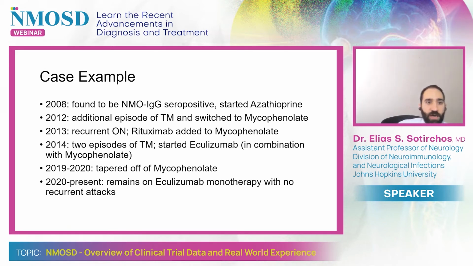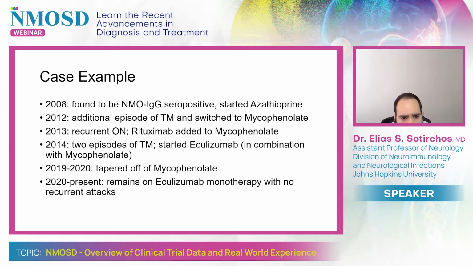azathioprine, which has been used off-label for several years for treatment of NMO, but she developed an additional episode of transverse myelitis, requiring a switch to mycophenolate, continued to have attacks, even with the addition of rituximab, and then ultimately was a study participant in the PREVENT trial at our site, and had been randomized to eculizumab. We found this out after we were unblinded after the completion of the study. And this was administered in combination with mycophenolate.